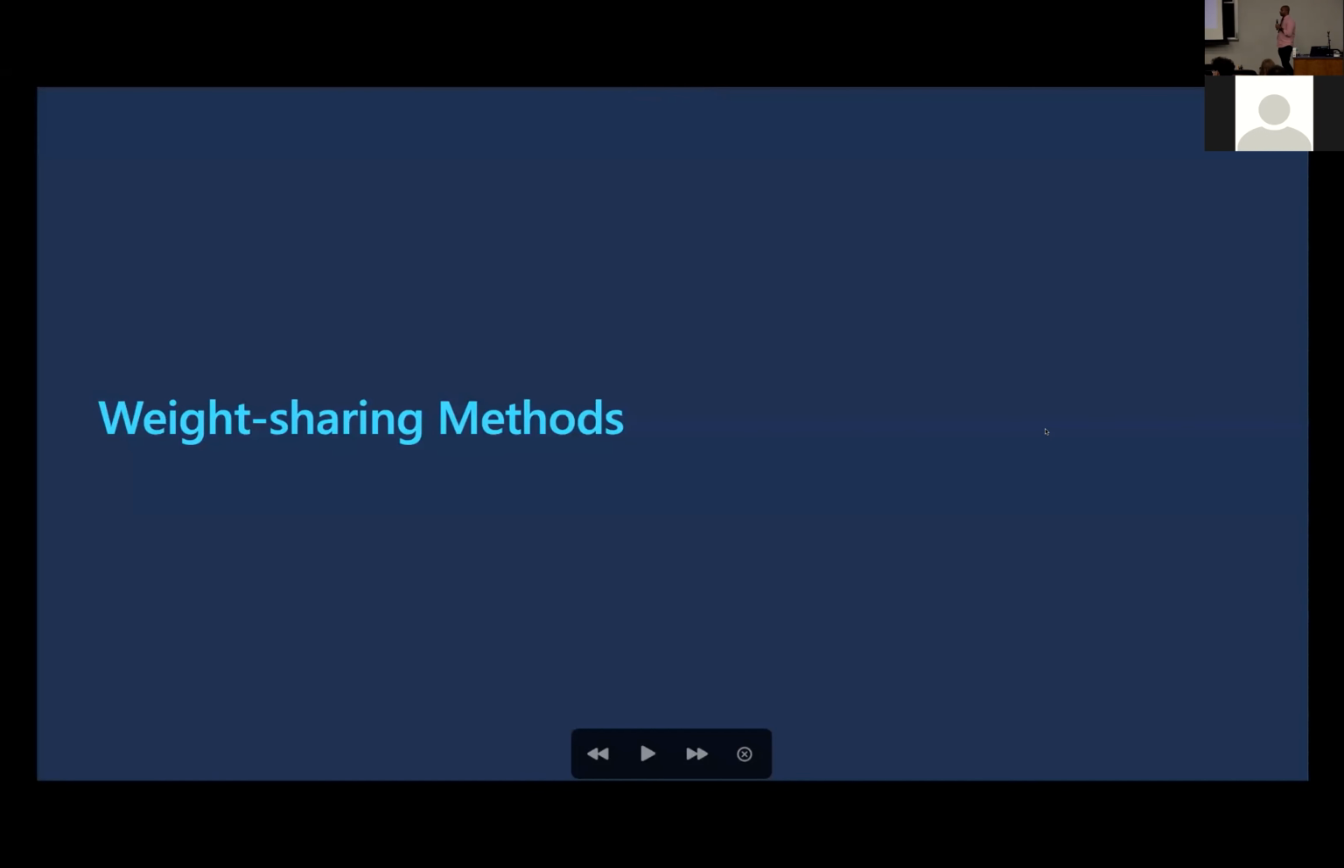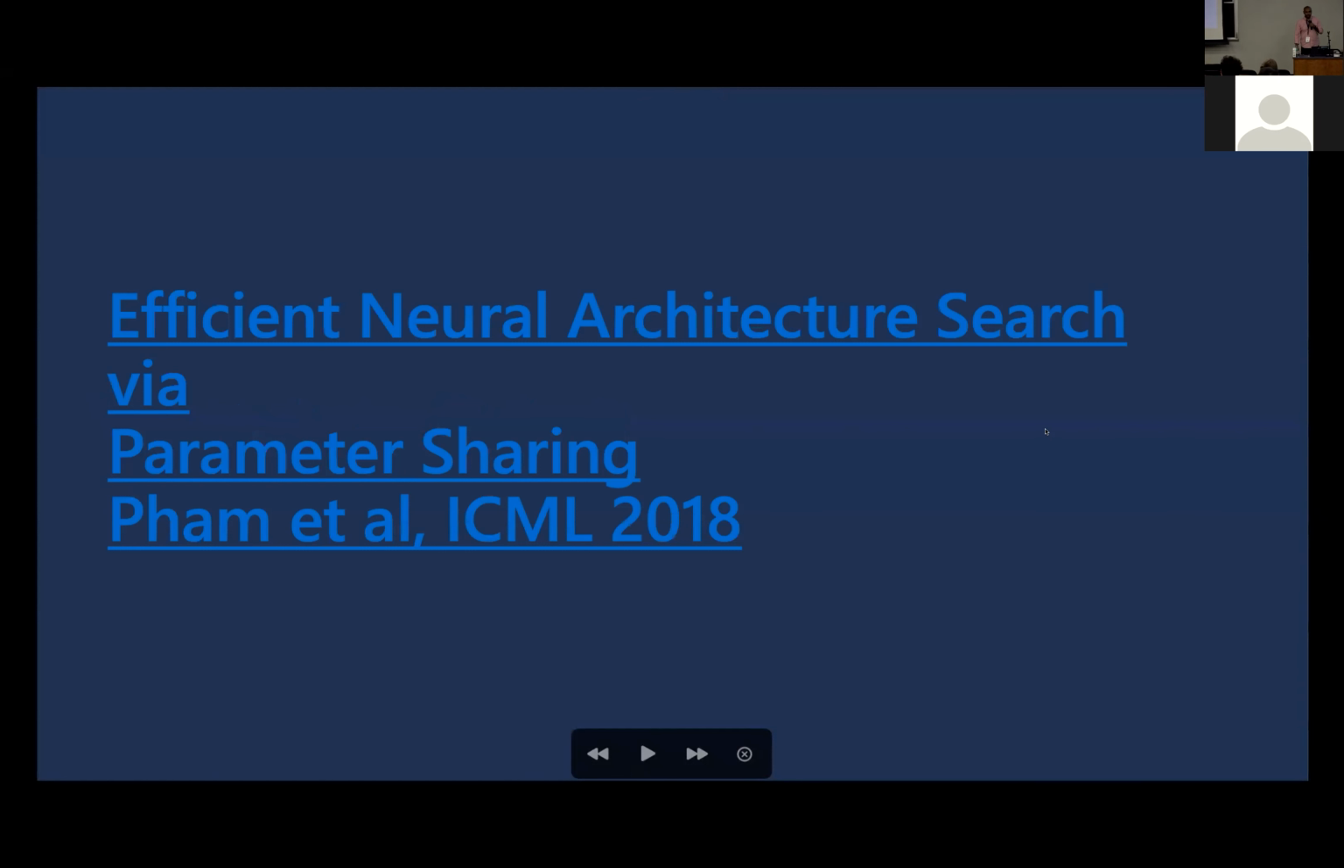Okay, I'm going to move on very quickly, in the interest of time, to talking about weight sharing methods. So what is weight sharing? I'm sure if you are here at AutoML and if you have done any NAS research or read any paper, you would have come across this idea, right? One of the early papers which introduced this idea is what is commonly known in NAS literature as ENAS, efficient neural architecture search.